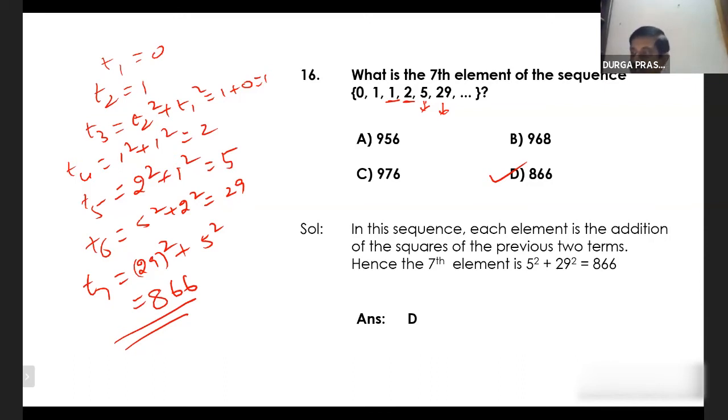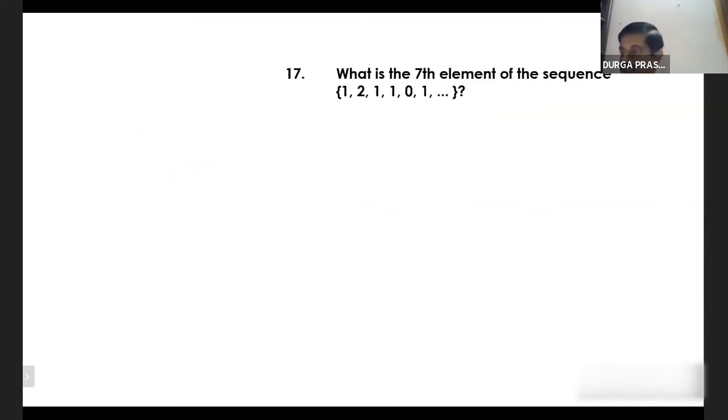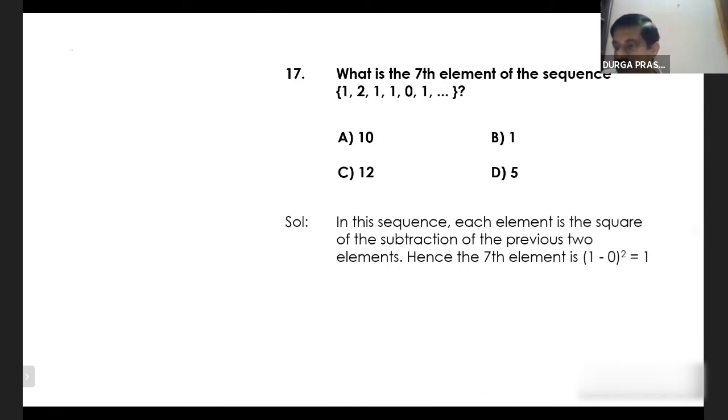Right, let us go to the next question. What is the 7th element of the sequence? So look at that sequence. It is given as T1 is 1. T2 is 2. T3 is 1. So I can write it as T2 minus T1 whole square. So that is 1. Why am I taking whole square? Because 0 minus 1 is minus 1. The next term is positive, so whole square should be there.